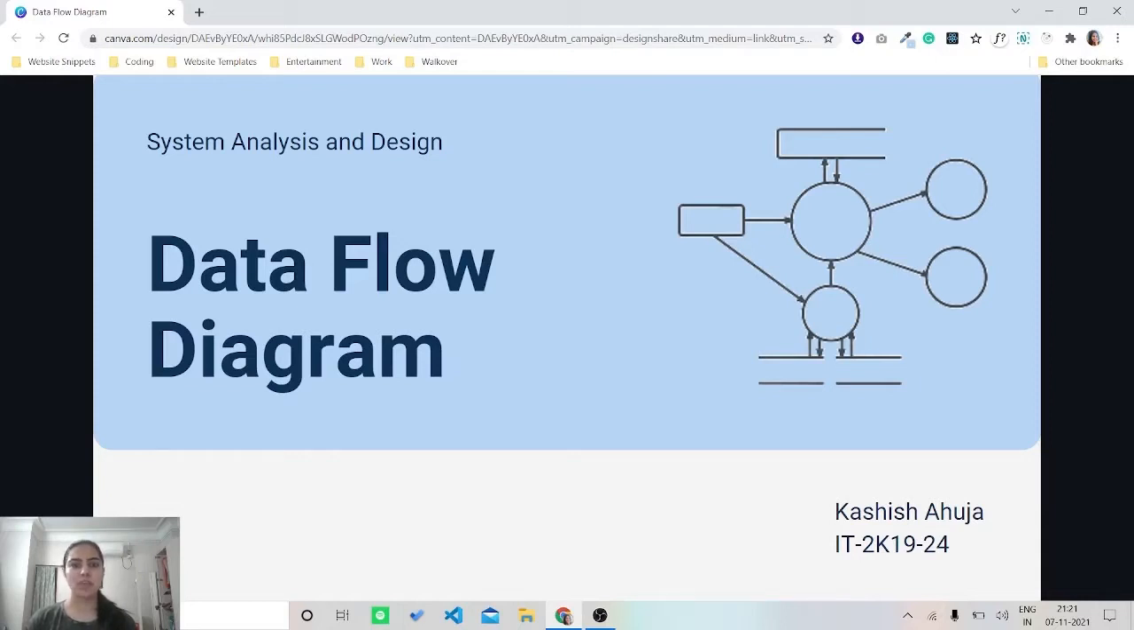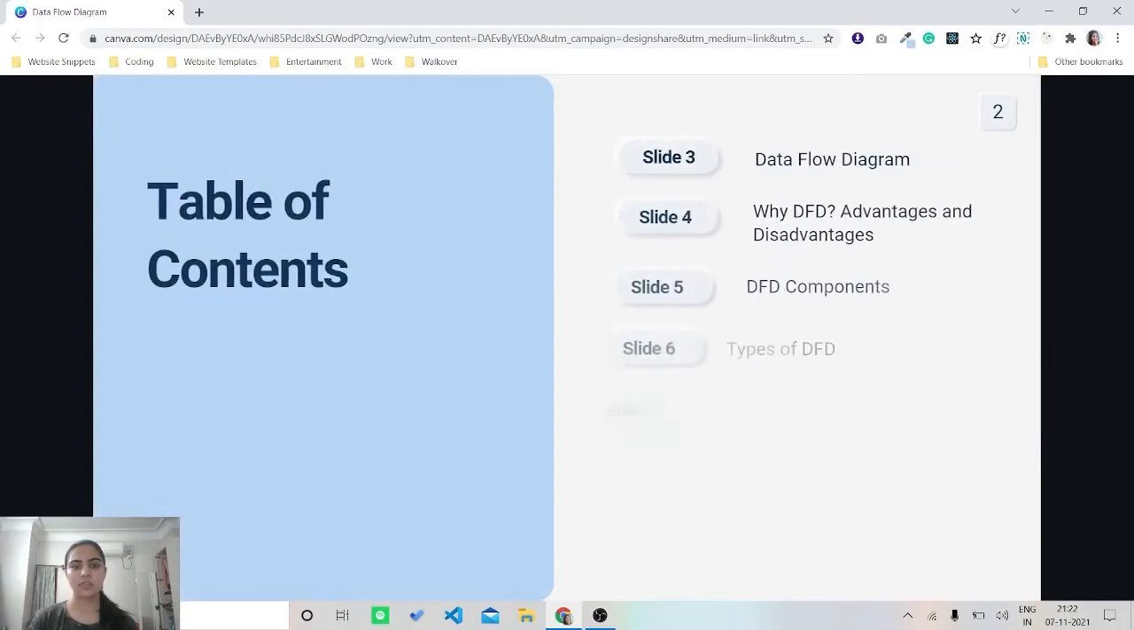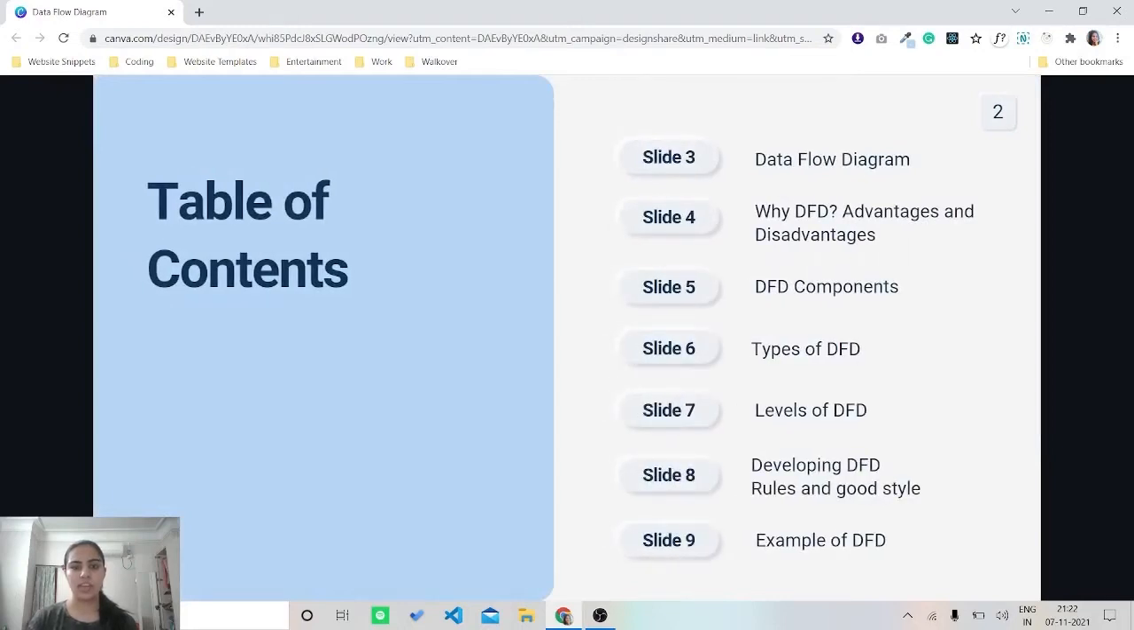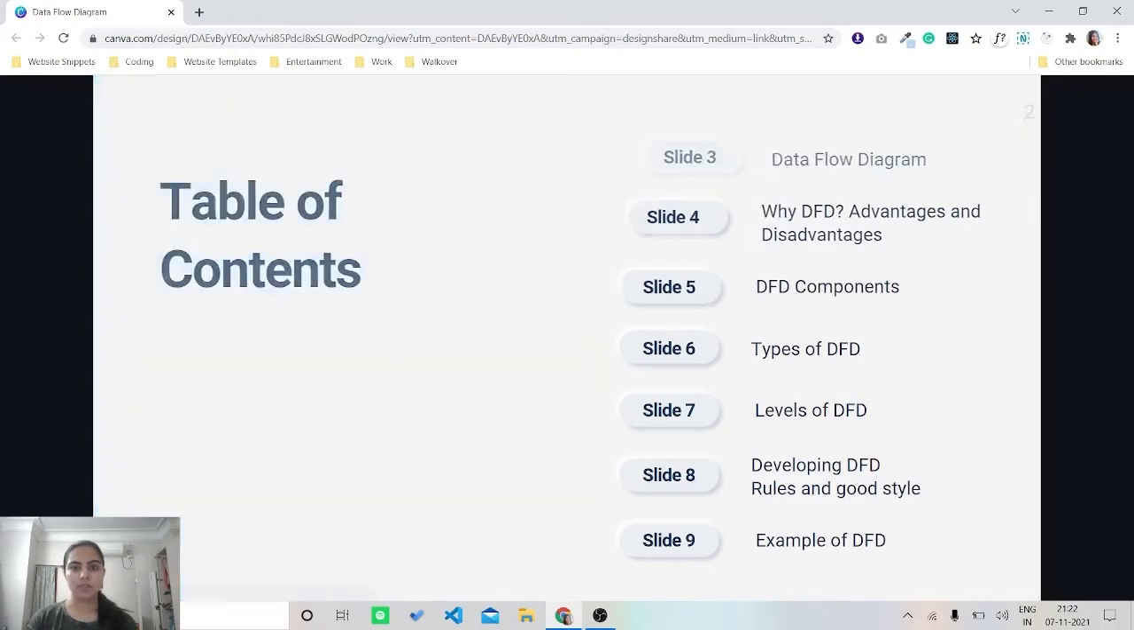Today I am here to explain to you about data flow diagram in system analysis and design. Table of contents: data flow diagram, why DFD, advantages and disadvantages, DFD components, types of DFD, levels of DFD, developing DFD, rules and good style, example of DFD.